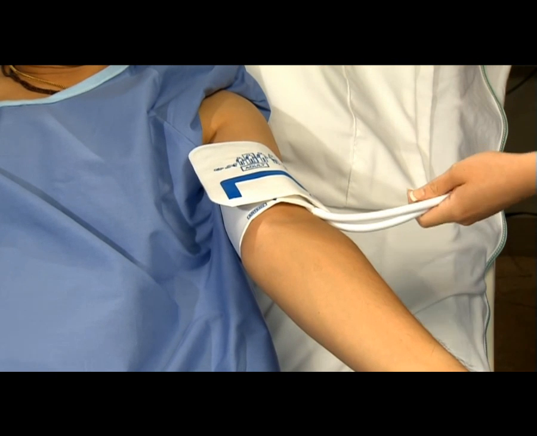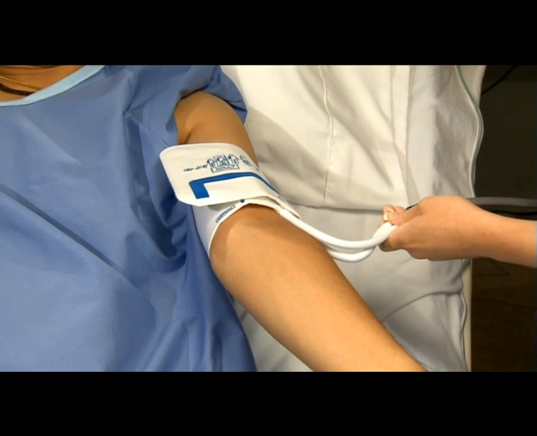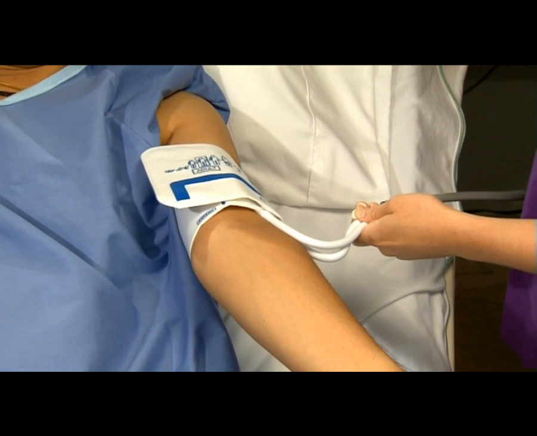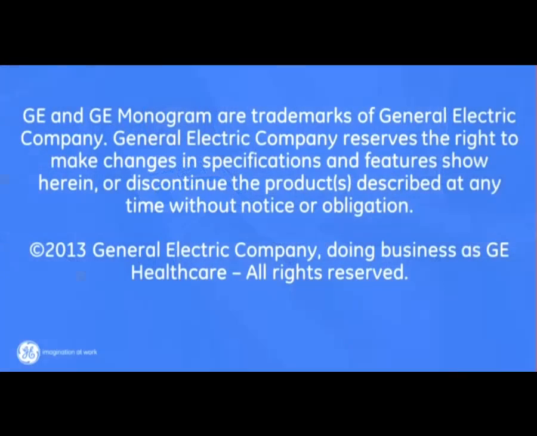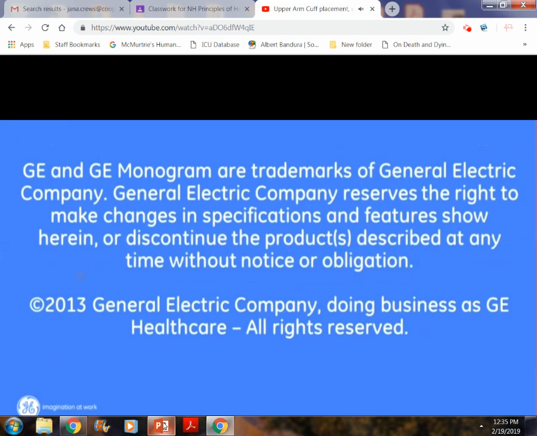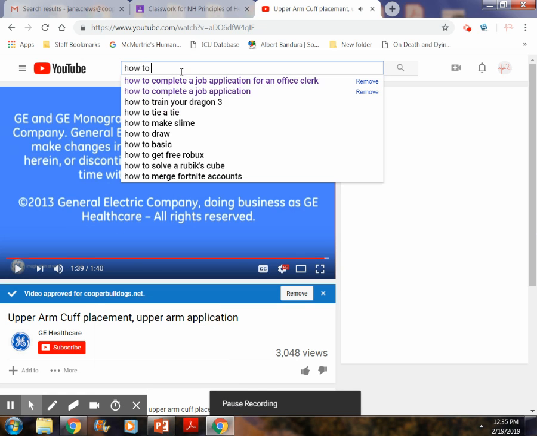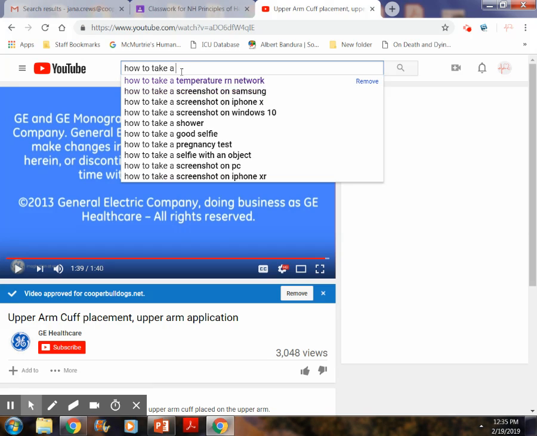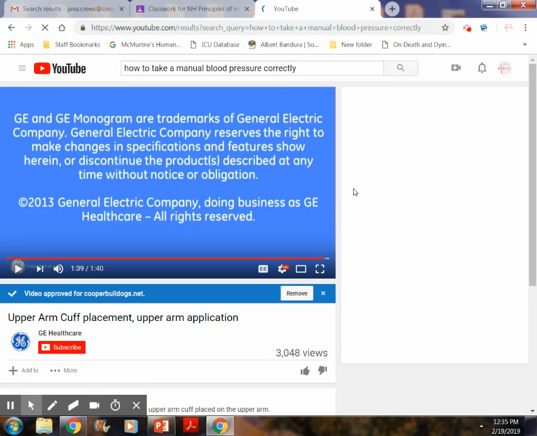Initiate a blood pressure using automated or manual blood pressure devices. Always refer to the instructions for use for complete information on the proper use and application of your blood pressure cuff. Okay, that was just how to place the cuff. Now we're going to watch one on how to take a manual blood pressure cuff correctly.